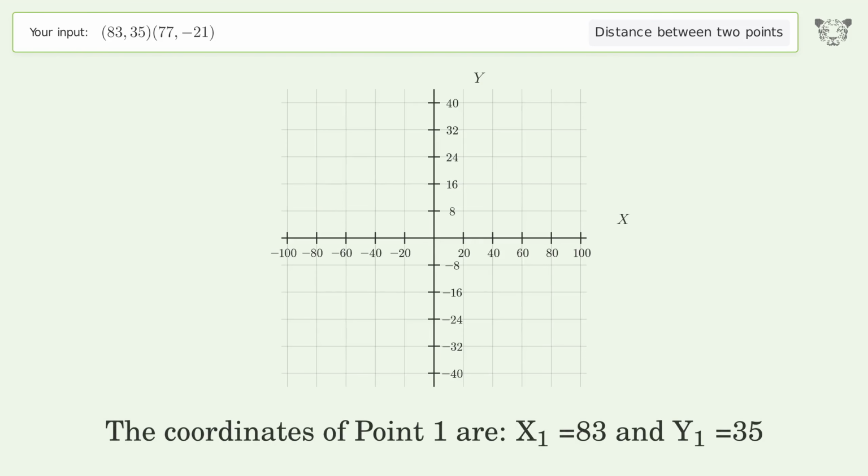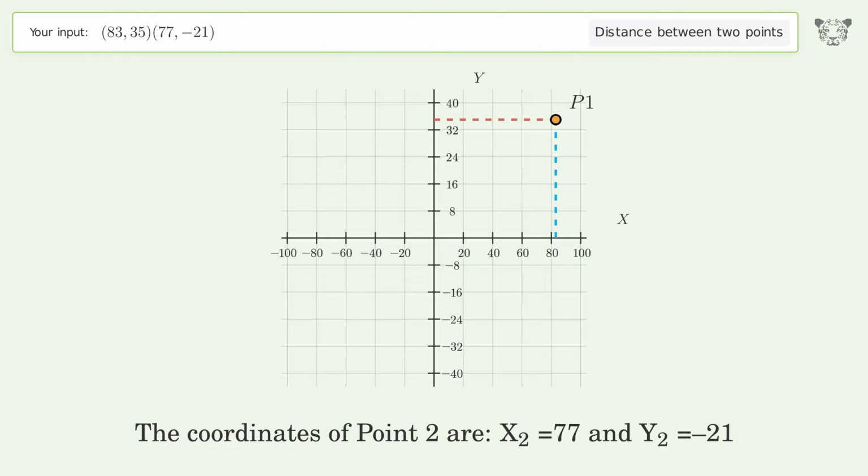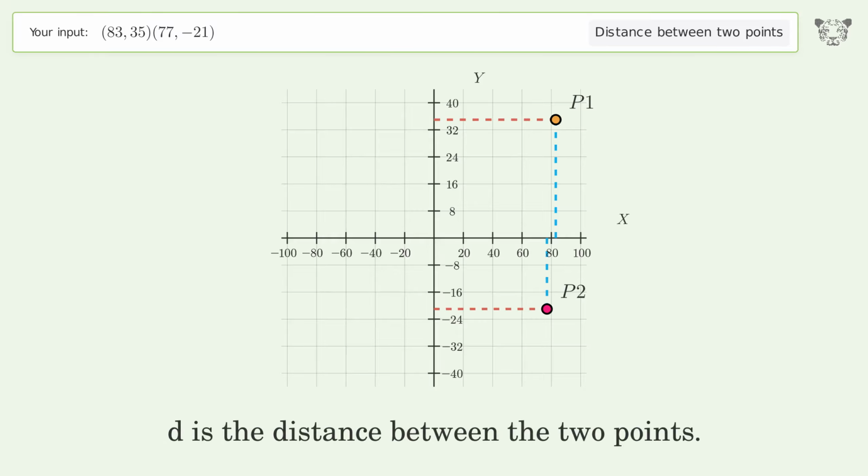The coordinates of point 1 are x1 equals 83 and y1 equals 35. The coordinates of point 2 are x2 equals 77 and y2 equals -21. D is the distance between the 2 points.